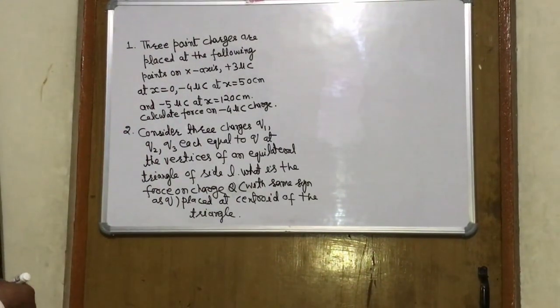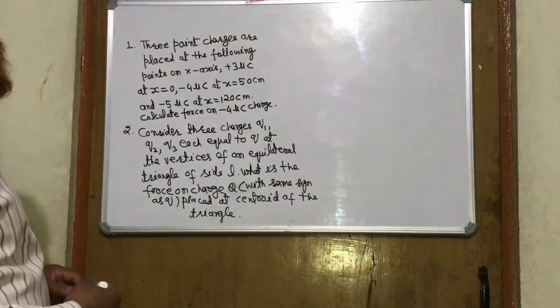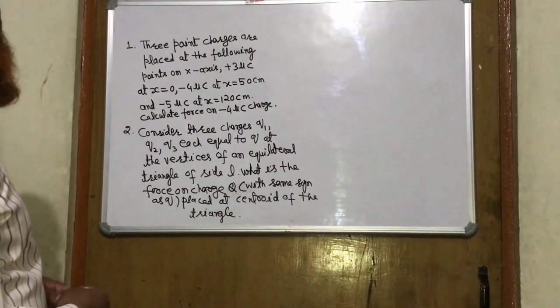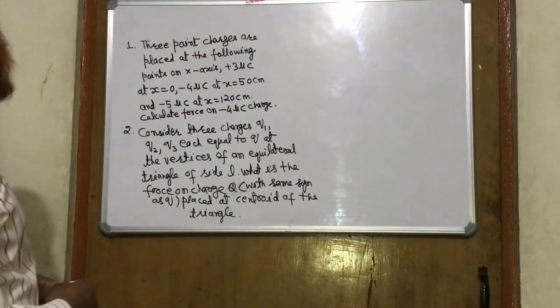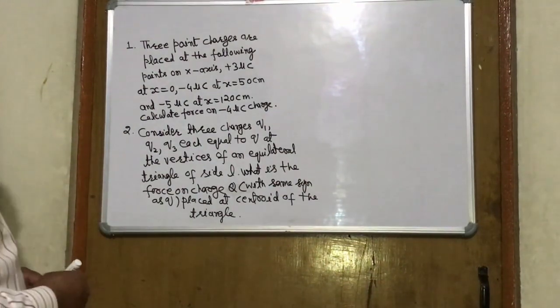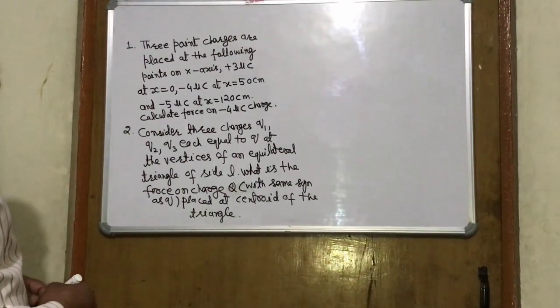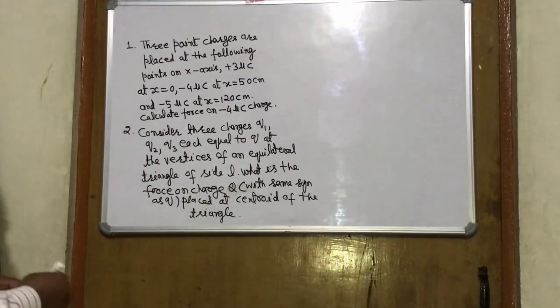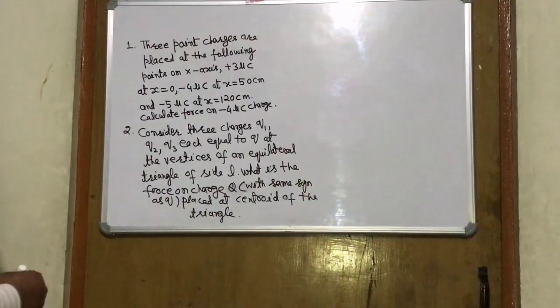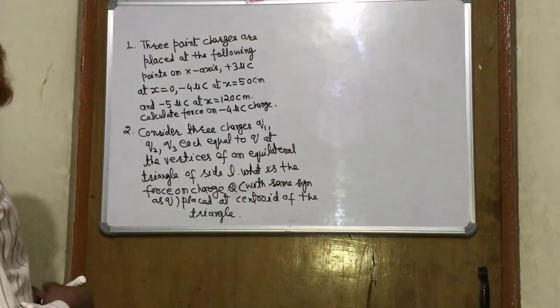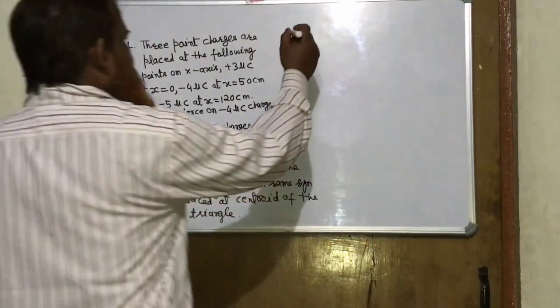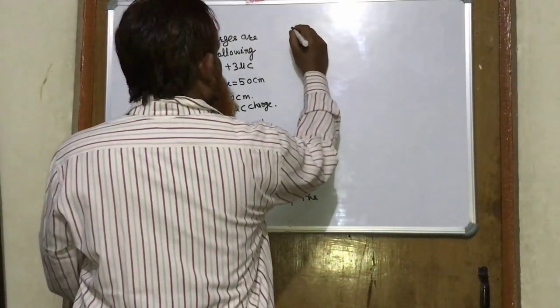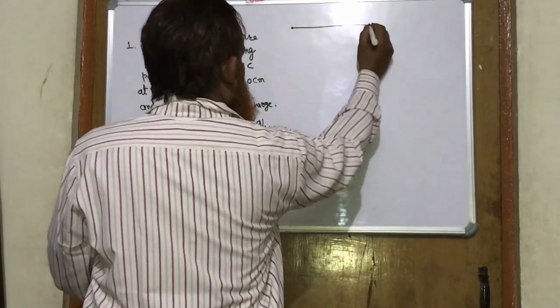Three point charges are placed at the following points on the x-axis: plus 3 microcoulomb at x equals 0, minus 4 microcoulomb at x equals 50 centimeter, and minus 5 microcoulomb at x equals 120 centimeter. Now we want to calculate the force on minus 4 microcoulomb. So first we will draw the diagram to solve it.